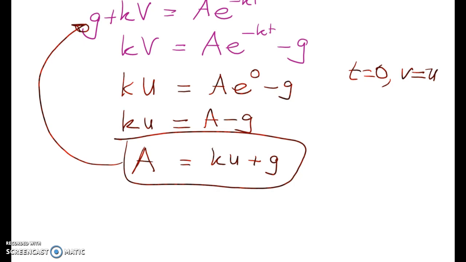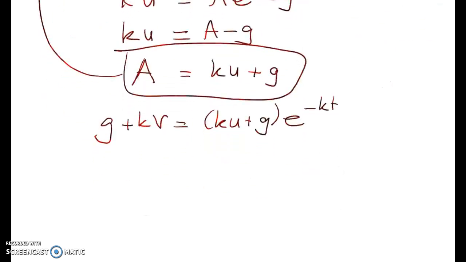Right, where am I up to? Let's just have a wee look. So g plus kv is equal to ku plus g, e to the negative kt. So we're making quite good progress now. We're going to get an expression now for, well, we don't even have to get an expression for velocity. I'm going to get an expression for kv.